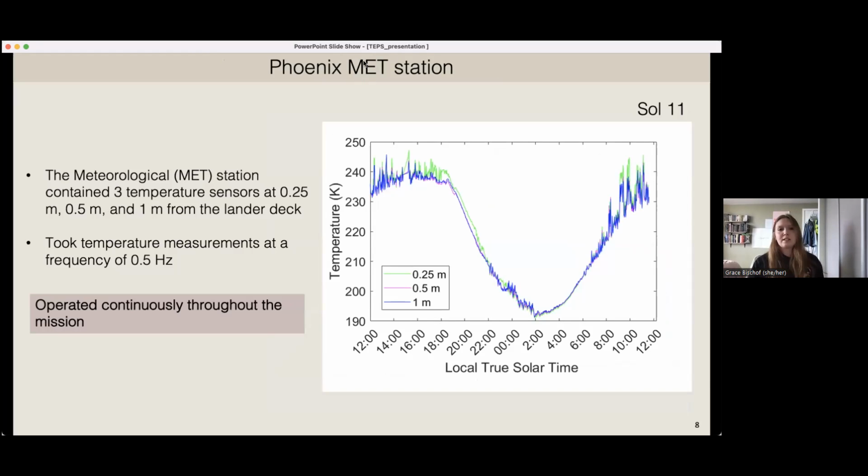And so how does that fit into this Phoenix project? Well, the Phoenix lander had a meteorological station, as I mentioned, and that contained 3 temperature sensors at 0.25 meters, 0.5 meters, and 1 meter from the lander deck, which was 1 meter off the surface. And importantly, this instrument took temperature measurements at a frequency of 0.5 hertz. This meant that this instrument operated continuously throughout the entire mission. It took small breaks every sol just to send the data, but other than that, it operated the entire time. And so we have an entire record of temperatures throughout the mission, and we can exploit this temperature record to build a record of clouds.